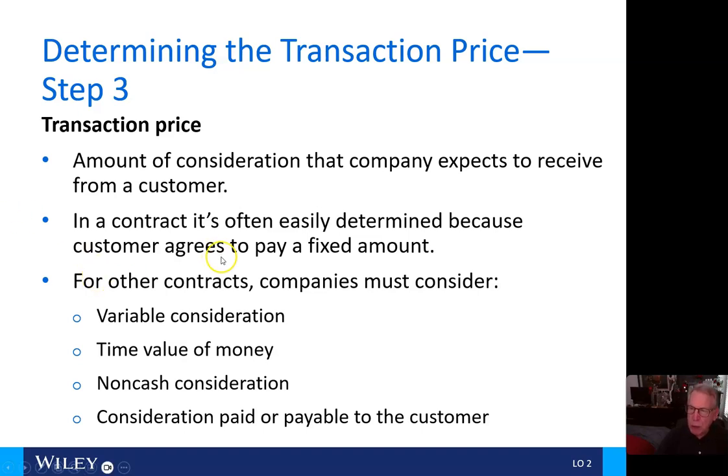All right, step 3, determining the transaction price. 1, the amount of consideration the company expects to receive from a customer. 2, in a contract, it's often easily determined because the customer agrees to pay a fixed amount. And 3, for other contracts, companies must consider 1, variable consideration, 2, time value of money, 3, non-cash consideration, and 4, consideration paid or payable to the customer.